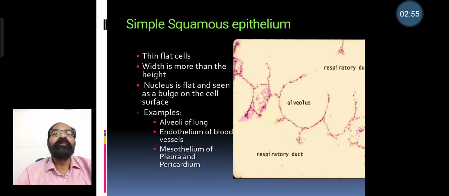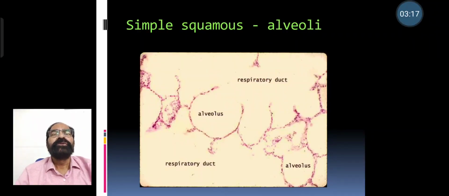Starting with simple squamous epithelium, these are thin flat cells, width is more than the height, the nucleus is flattened and seen as a bulge on the cell surface. Examples include alveoli of lung, endothelium of the blood vessels and mesothelium of the pleura and pericardium. You are seeing the enlarged picture of the alveoli showing the simple squamous epithelium.